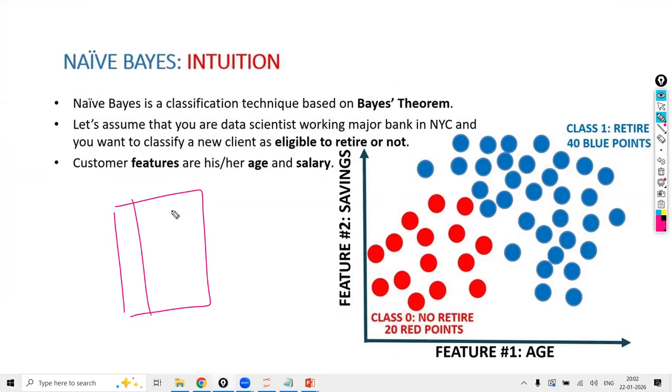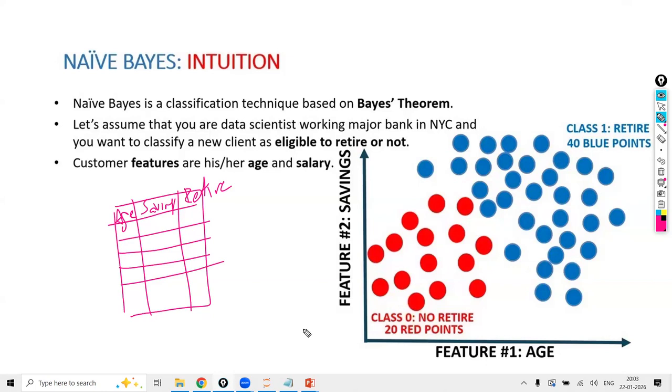Based on the age and savings, we have to classify whether the person has to retire or not to retire. Yes or no. Based on what criteria? Age and savings. So these people are not to retire. These are the records to retire.